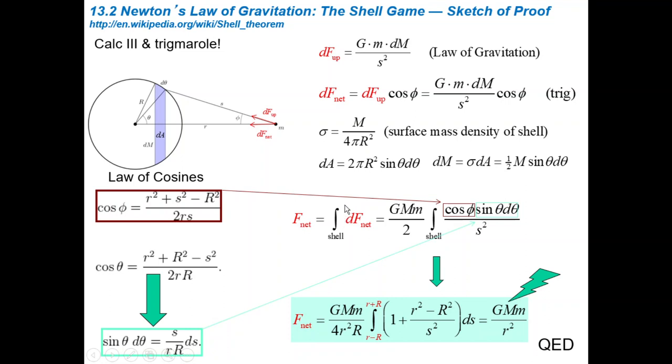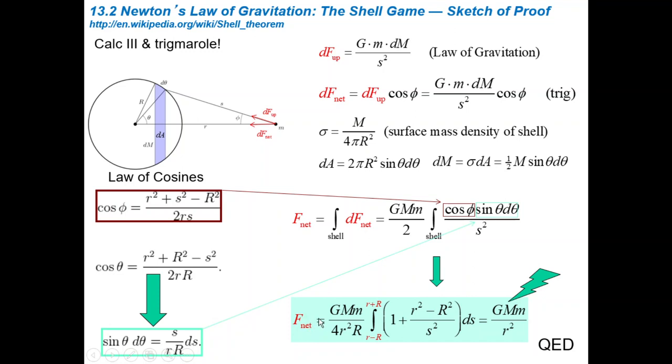So let's check the F net in the integral notation, whether shell or sum. This is like the extended version of a sum. So dF net is GM capital multiplied by m lowercase over 2, still the integral notation over the shell, cosine theta, sine theta, d theta over s squared. This is the law of cosines, as you can see. Cosine theta is r squared plus s squared minus R capital squared over 2 multiplied by rs. And we have here sine theta, which is s over r multiplied by capital R ds. So all this notation provides us some QED.